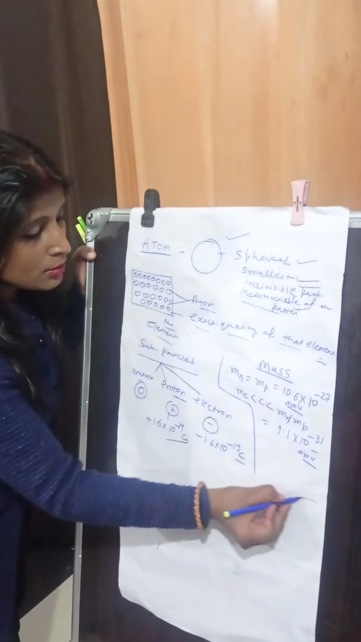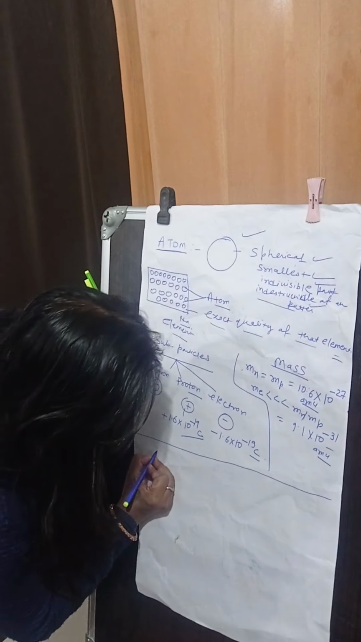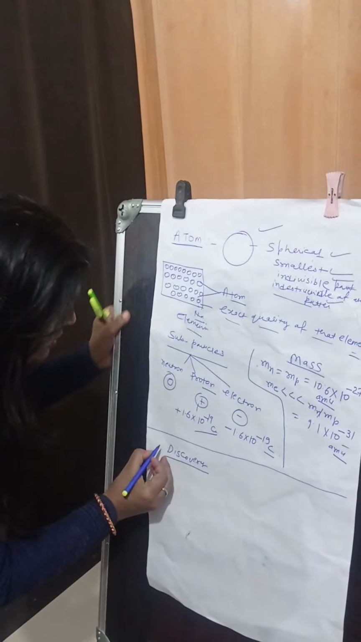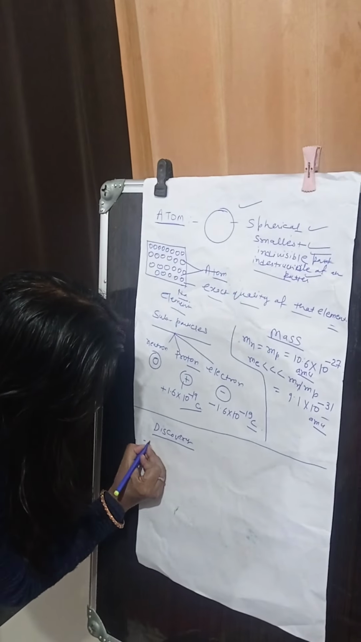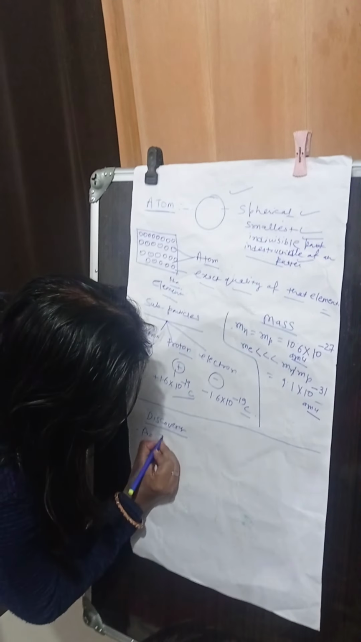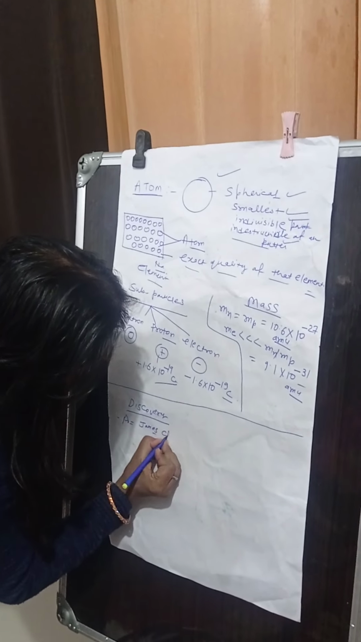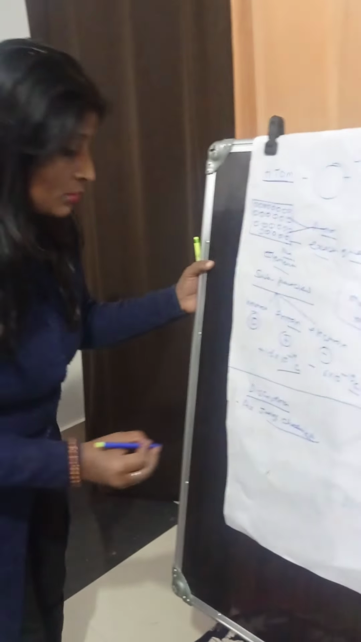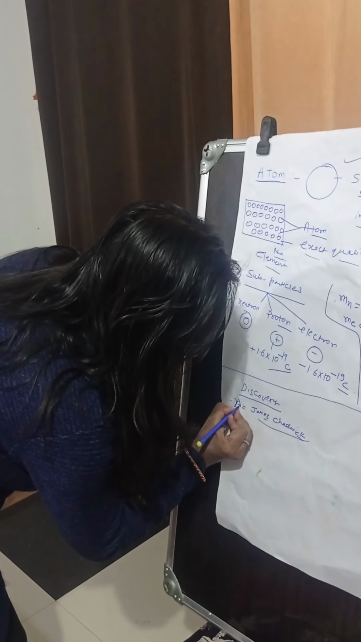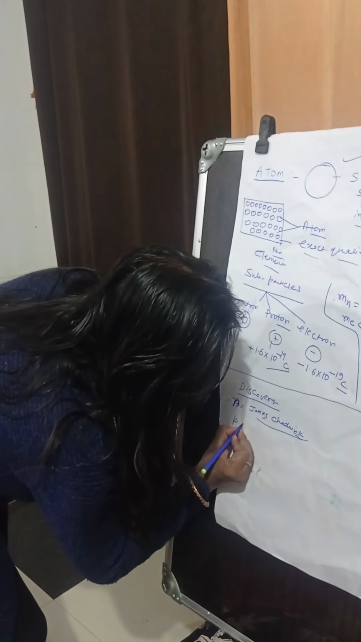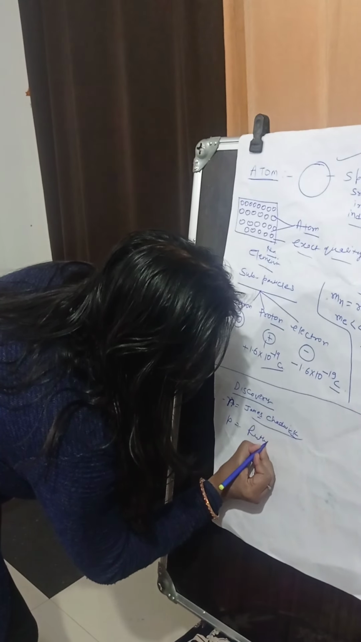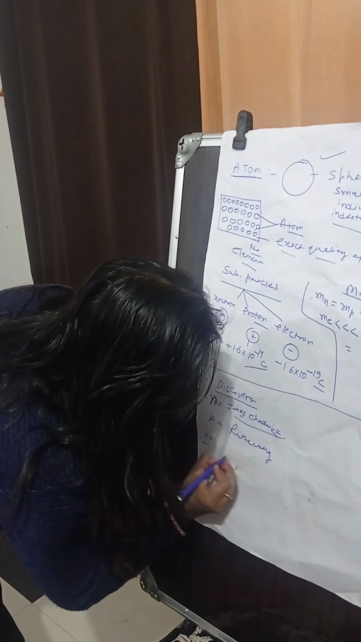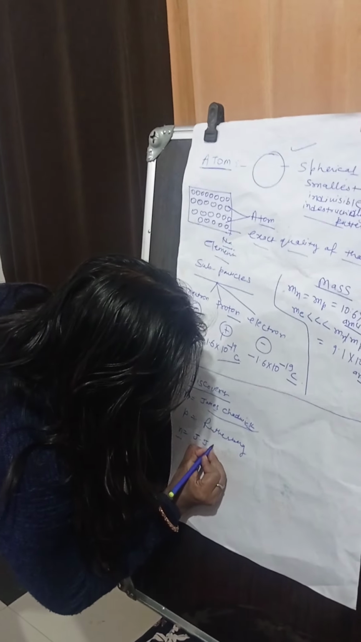So now we will move towards the discovery of these subparticles of atom. So proton was discovered by James Chadwick. Okay, you have to remember the name. James Chadwick had discovered neutron. Neutron was discovered by James Chadwick. Proton was discovered by Rutherford, whereas electron was discovered by J.J. Thomson.